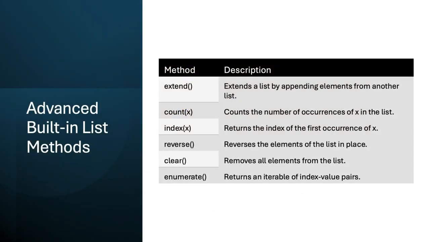Here's a list of some example advanced built-in methods that include extend, which extends the list by appending an element from another list. Count, which counts the number of occurrences of X in the list. Index, which returns the index of the first occurrence of X. Reverse, which reverses the elements in the list in place. Which removes all the elements from the list and returns an iterable of index value pairs.